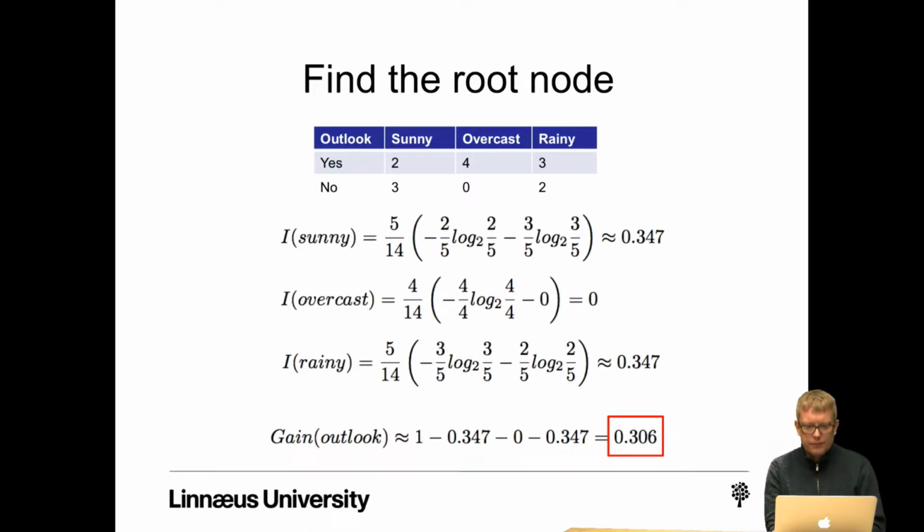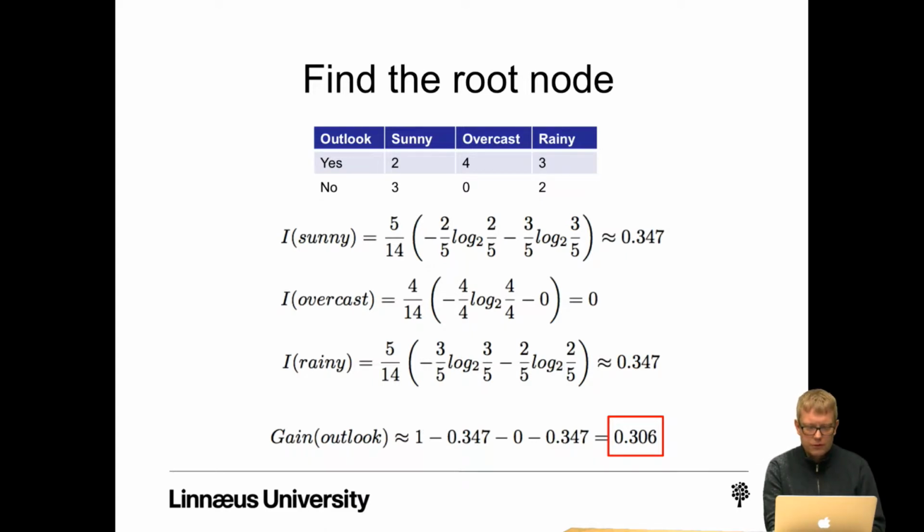into the formula. 2 divided by 5, log 2, 2 divided by 5, we just take the numbers here. Sunny is 2 in the yes examples and 3 times in the no examples, and we have 5 examples where sunny is. So we just put the numbers into the formulas, and the result is around 0.347. Overcast, we put in the values for overcast.